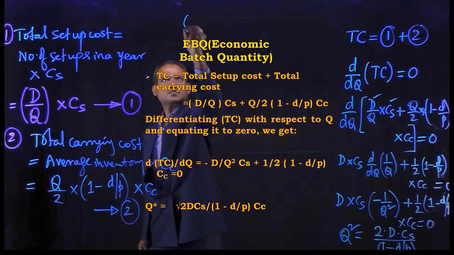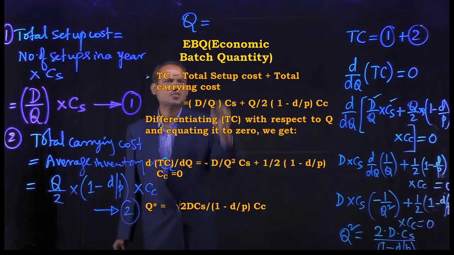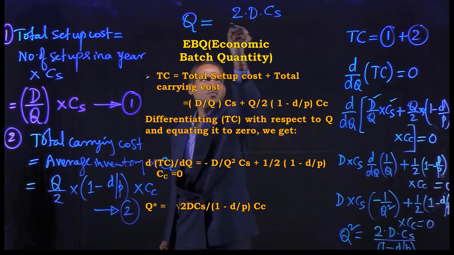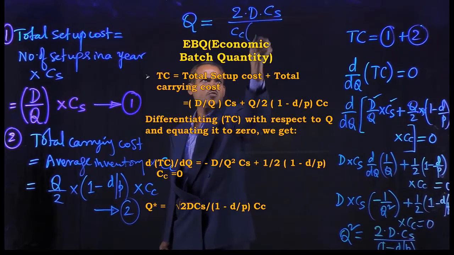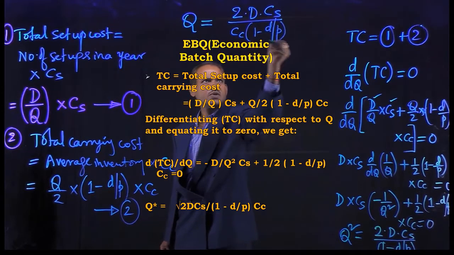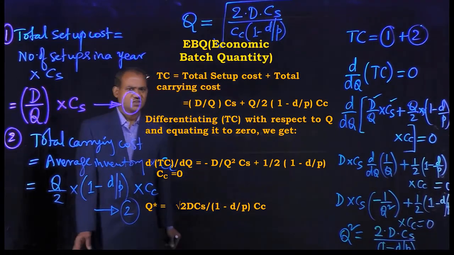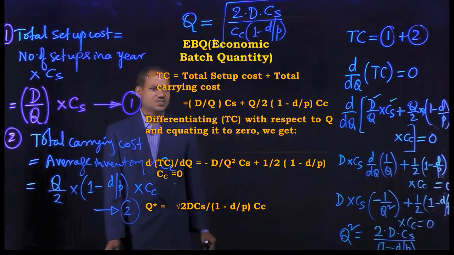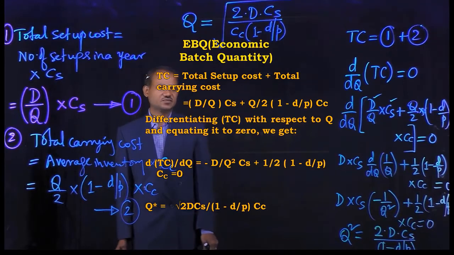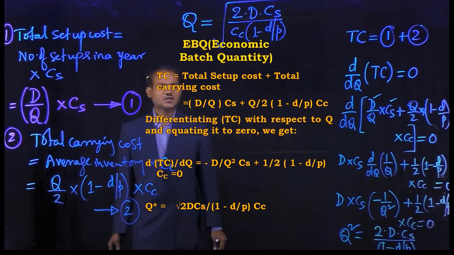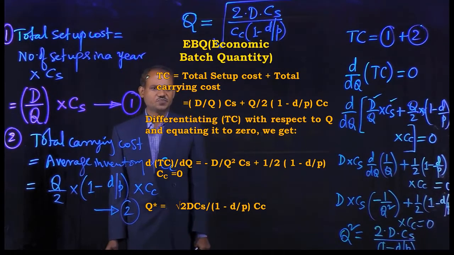Finally, economic batch quantity Q is equal to, Q is the subject, 2 into D into CS by CC into 1 minus D by P. This is under square root. So this is the final equation known as economic batch quantity in case of production model. This is the second important derivation in unit 3.